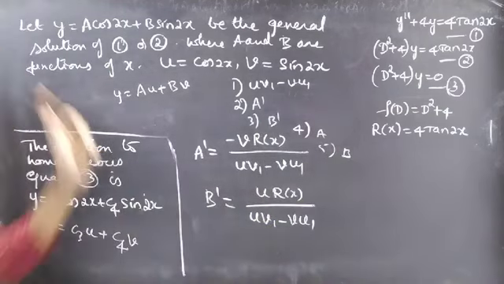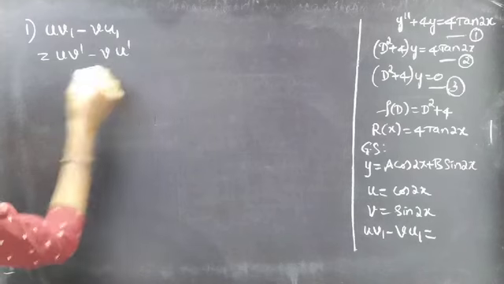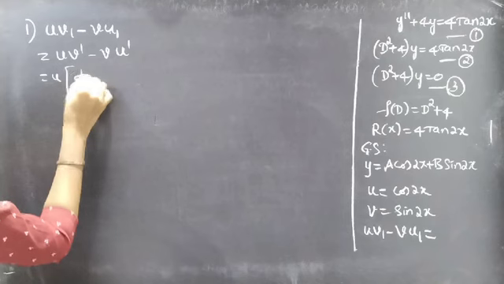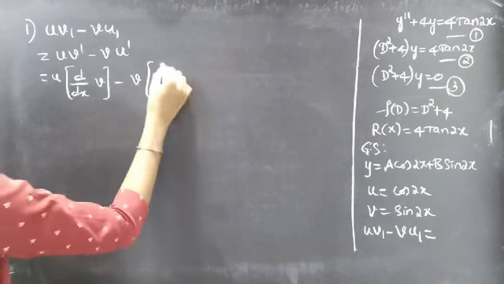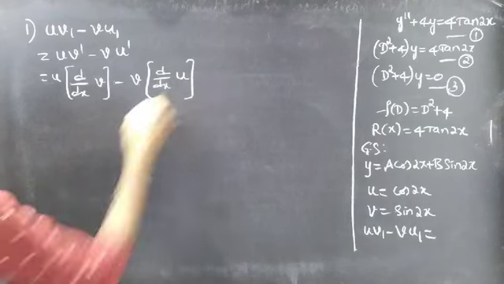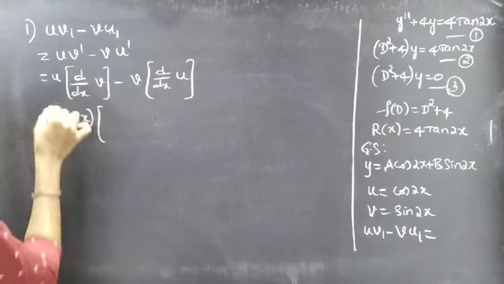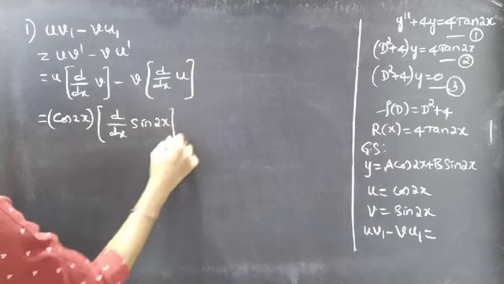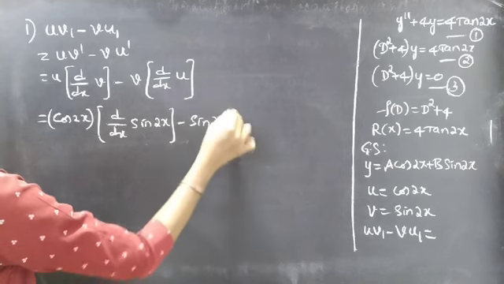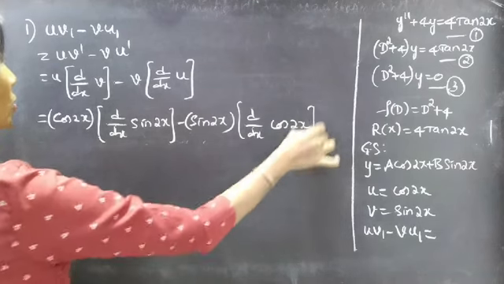uv1 minus vu1. Here v1 is nothing but the derivative of v with respect to x, and u1 is the derivative of u, or u dash, the derivative of u with respect to x. This equals u, cos 2x, into the derivative of v with respect to x, v is sin 2x, minus v, sin 2x, into the derivative of u, cos 2x, with respect to x.